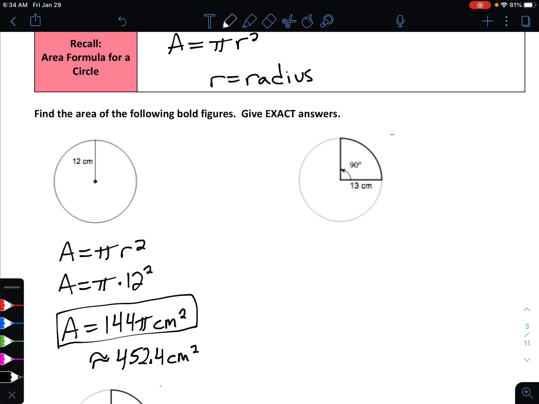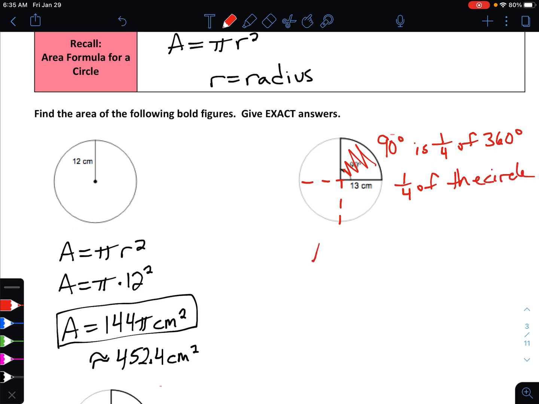All right, let's go and take a look at this next circle. So in the next circle, we've got our 13 centimeters for our radius. And this time, for the bold figure, we only want this piece right here. So we only want that piece, which it tells us is 90 degrees. Now, something to think about is how much of the circle is that. And if you can't tell just by looking at it, maybe these extra lines will help. But that ends up being 1/4 of the circle. And that's because 90 degrees is 1/4 of 360 degrees. So that piece is 1/4 of the circle.